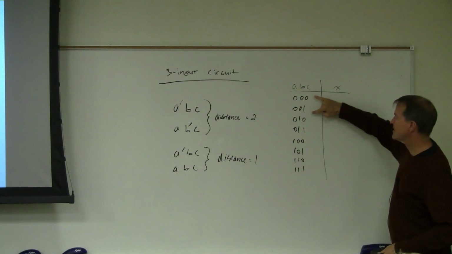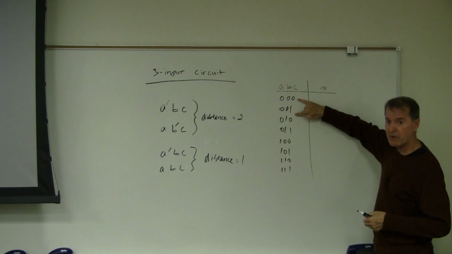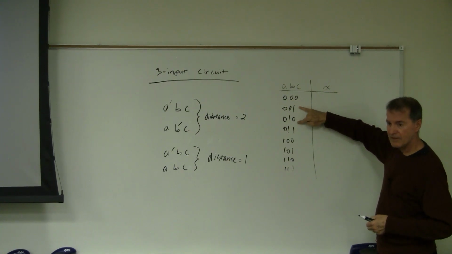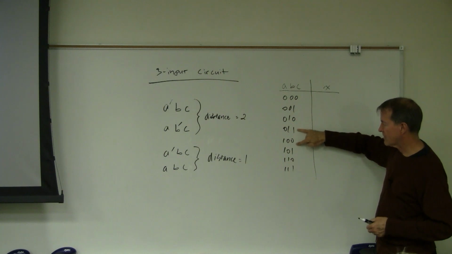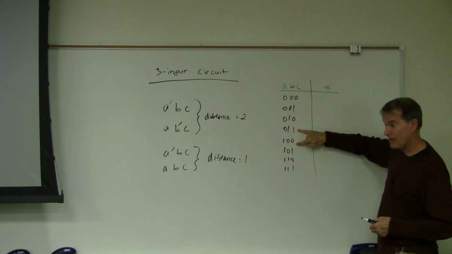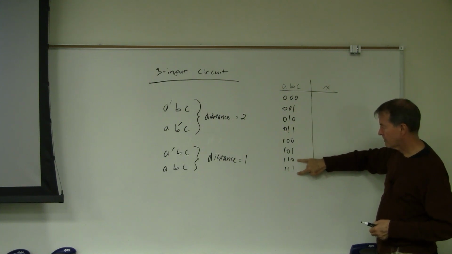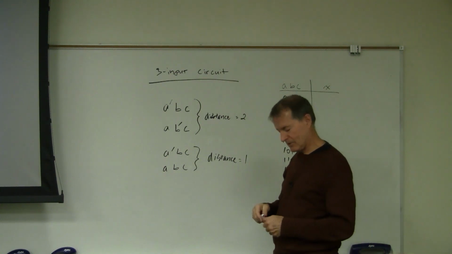Now tell me, are these two adjacent? Yes, they are, because they differ just by 1 in the C place. What about this? No, they're not adjacent, 2 apart, because the distance between these is 2. What's the distance between these? 1. And between these? 3, right? They differ in all 3 places.